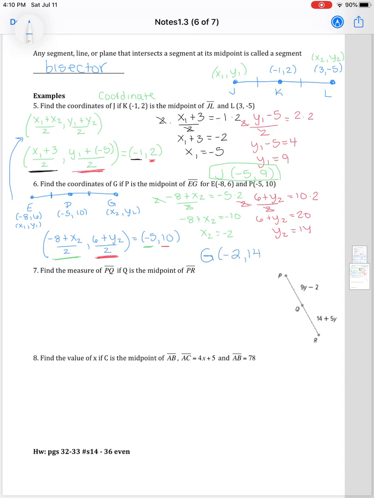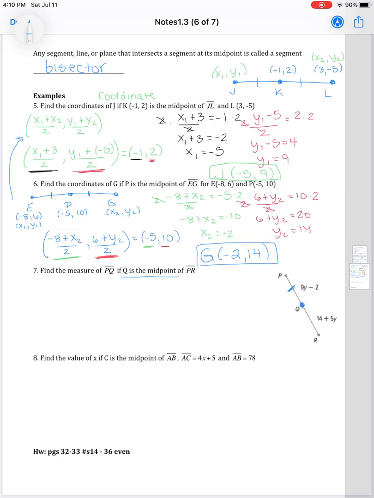So again, the question is asking us to find the coordinates of G. Well, G was our x2 and our y2, which comes out to being (-2, 14) for a final answer. Okay, so again, the picture is helpful because many people, when they read this, think, oh, I'll just plug it into the formula, but the points are not in the same location, so you have to be very careful with that.